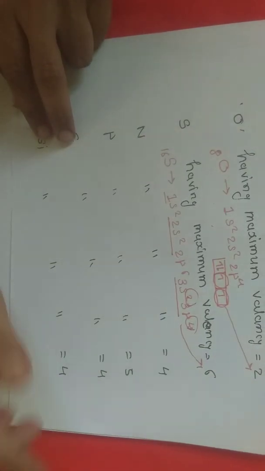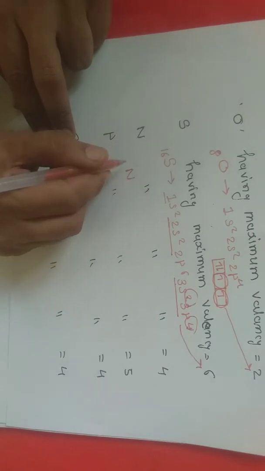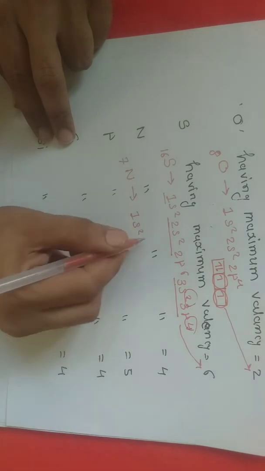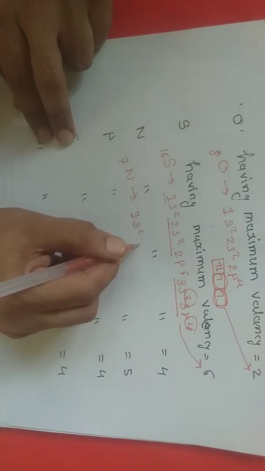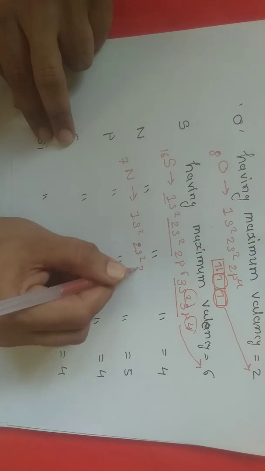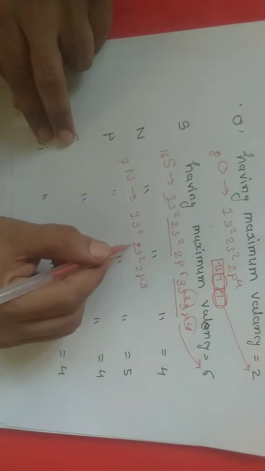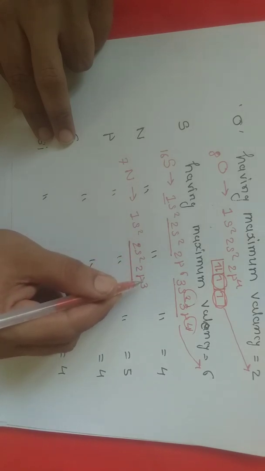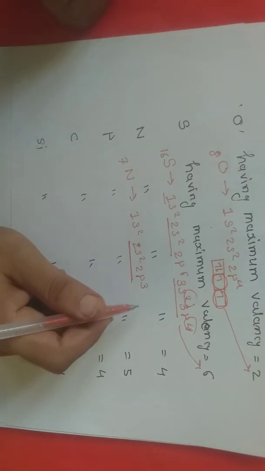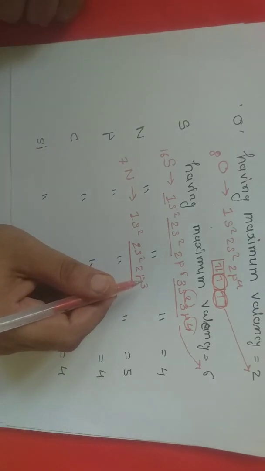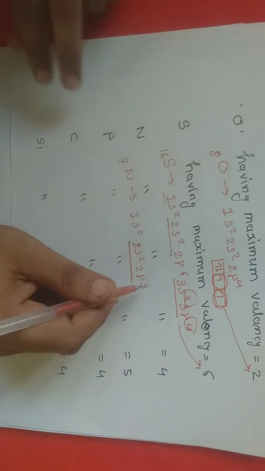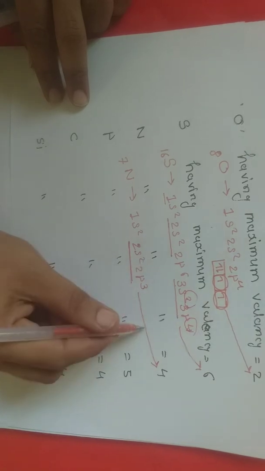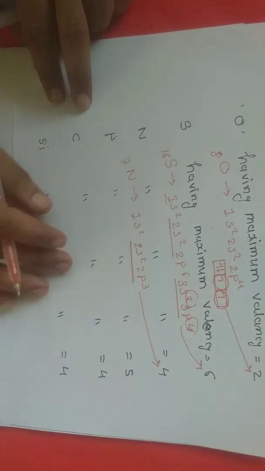Similarly, if you talk about nitrogen, nitrogen has atomic number 7 and the electronic configuration is 1s2, 2s2 and 2p3. So in its valence orbital, the outermost orbital, there are 2 plus 3, 5 electrons. But as you know students, one of them is always used as a lone pair. That's why its valency is 4. Out of 5, 1 is the lone pair, that's why its valency is 4.